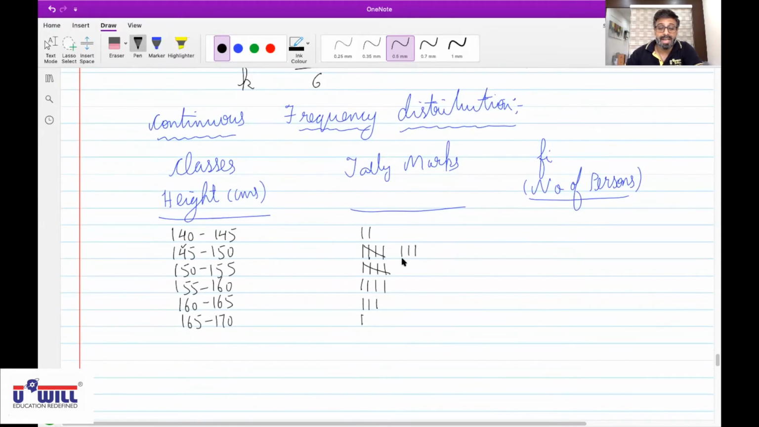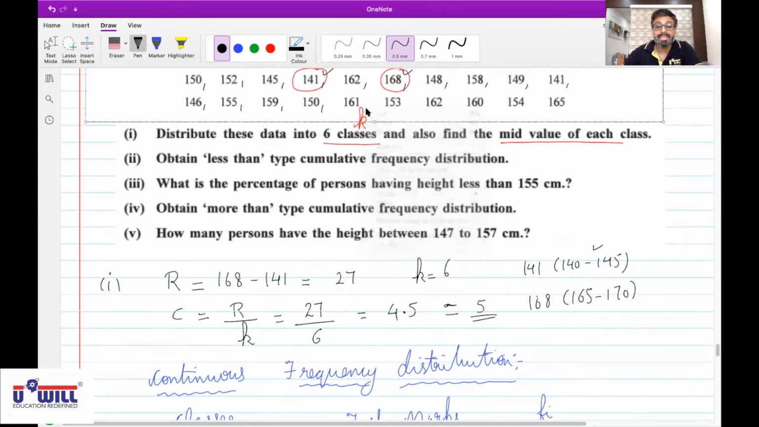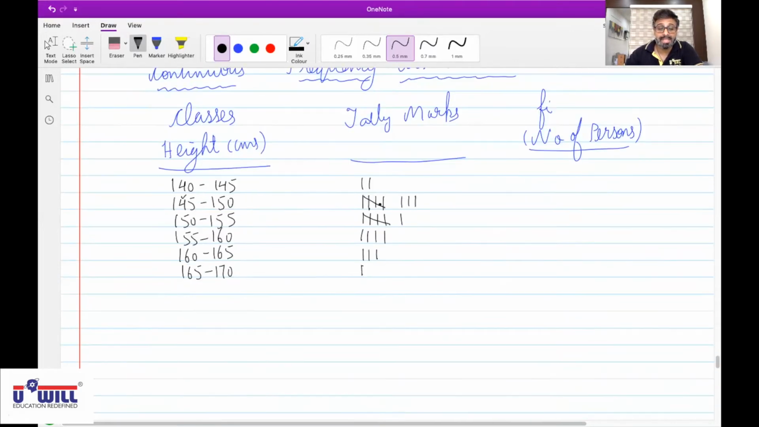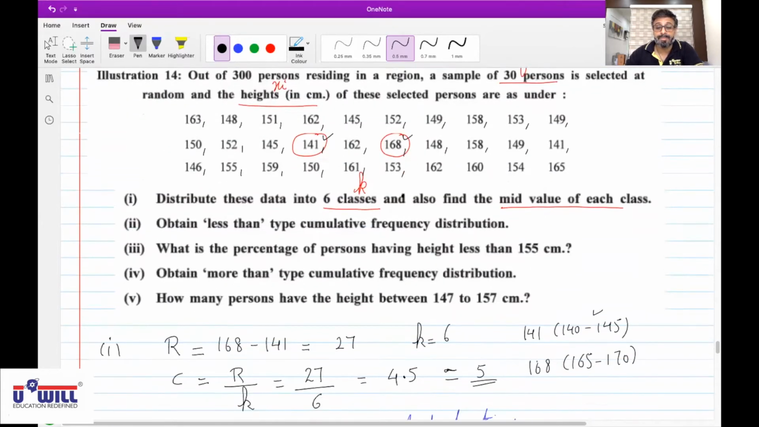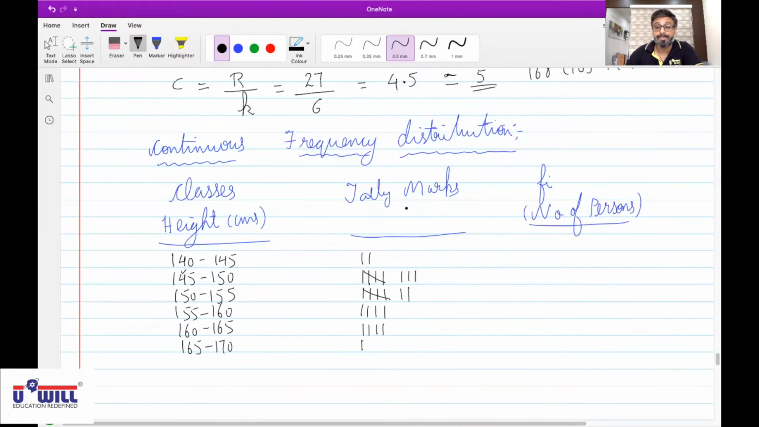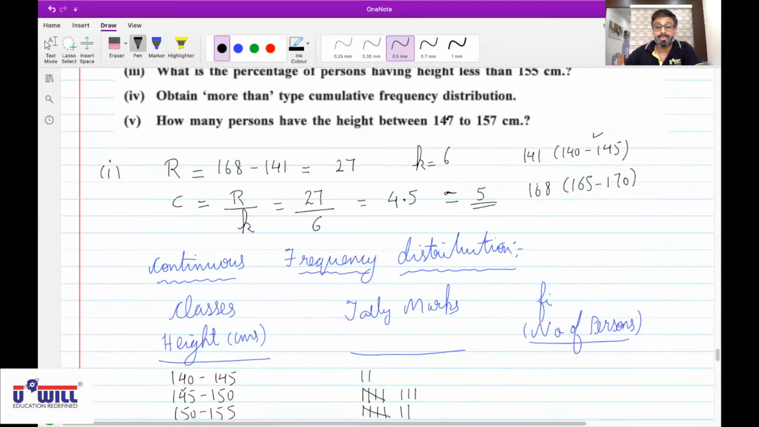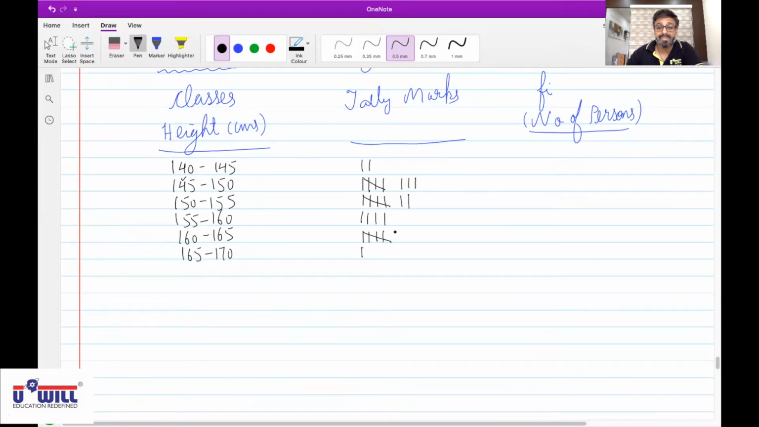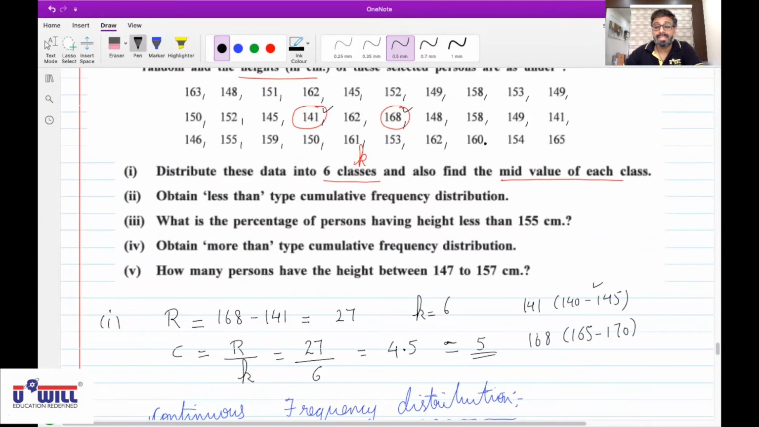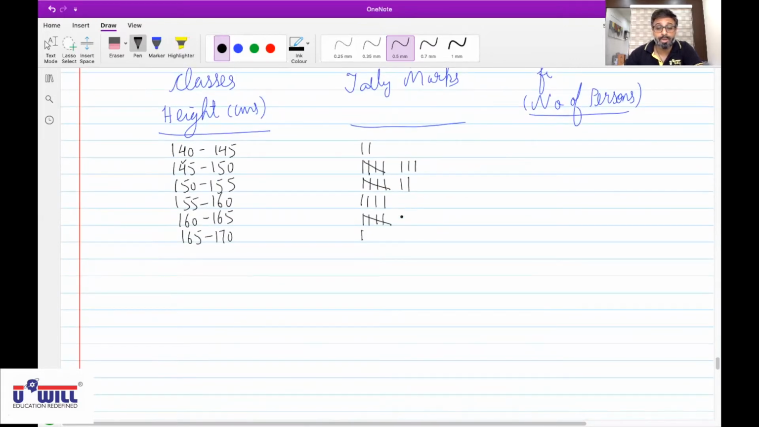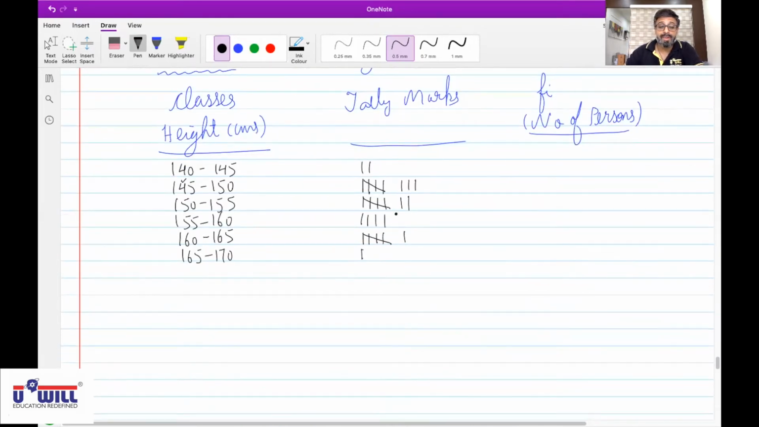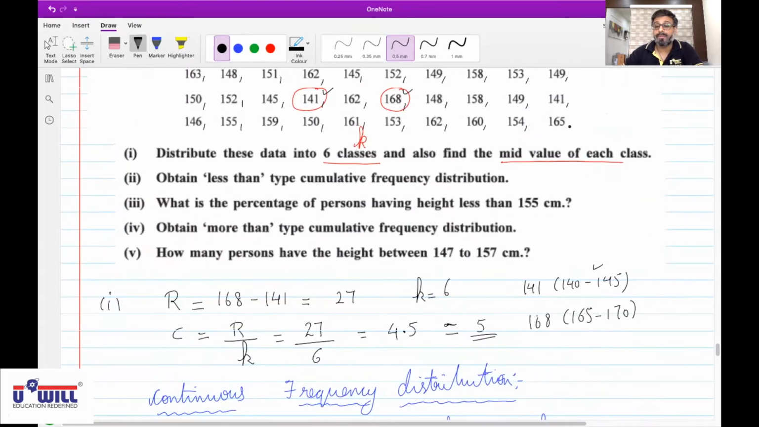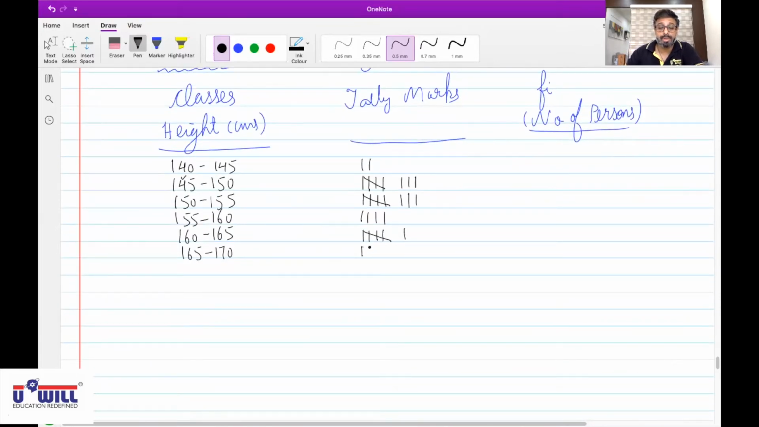150 to 155. Then 161, 160 to 165. Then after 161, 153, 150 to 155. Then 162, 160 to 165. Then 160. Now I am not unmuting you. You all know 160 to 165. 154, 150 to 155. And 165, 165 to 170.